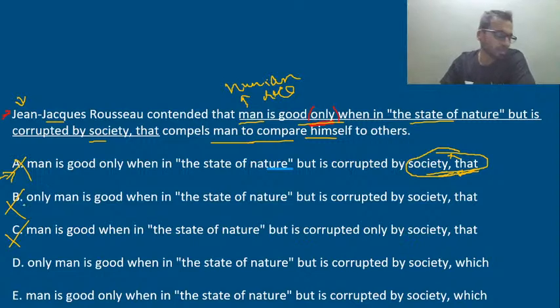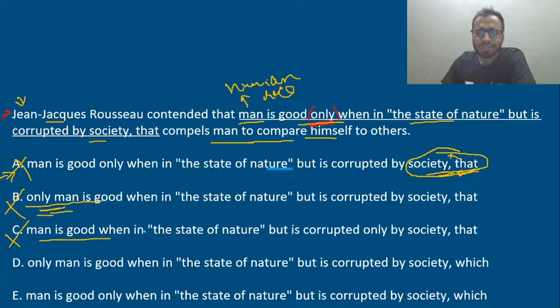But still, let me take you through the incorrect meaning of options B and C. Only man is good. Now, what are they trying to do? They are trying to create a distinction between different genders. Why only man? Why not women? Why not gender fluid people? Why not trans people? Why are we trying to create a distinction among genders? So that is why we'll eliminate option B.